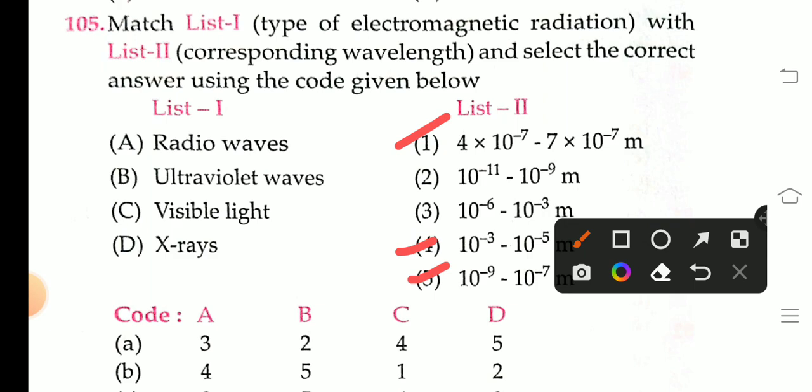X-rays: 10 to the minus 11 to 10 to the minus 9 meter. So, the right answer will be option B.